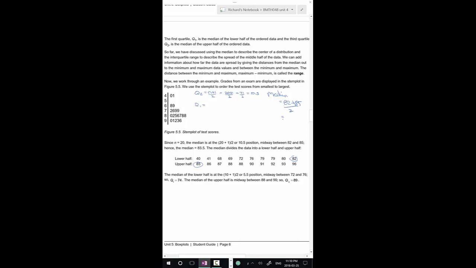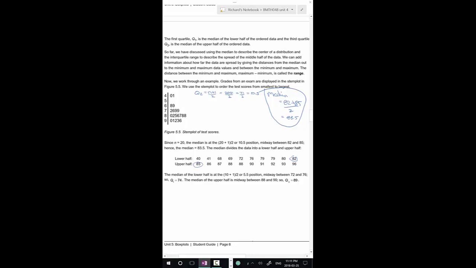And so the median will be 83.5. And that would be the value of the median. So if the data has been divided into upper and lower halves, we can then work in each half separately.